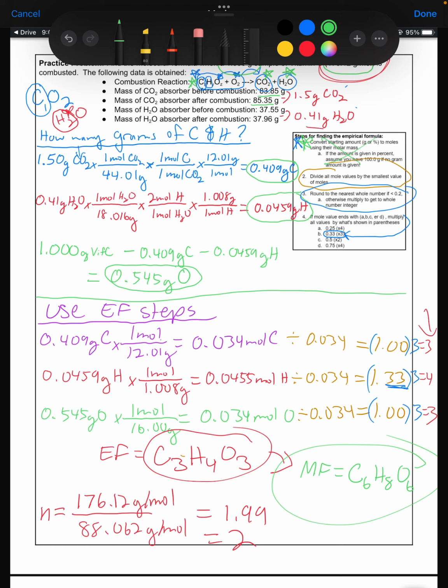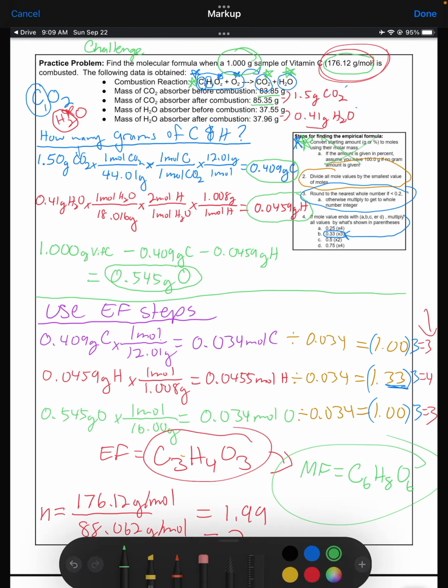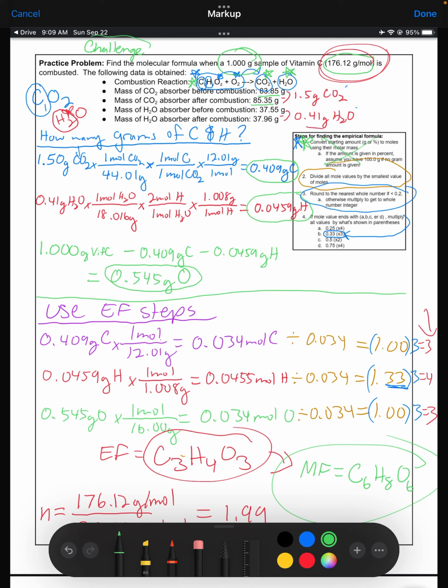Again, this problem is rough. It is difficult. That is why it is the challenge problem. So I don't want you to freak out right now if you're like, I would never have been able to figure that out. I know. That's okay. That's why I'm walking you through it, and we're going to practice with this. So if you have questions about that problem, I'm happy to walk you through it in class when I come back on Tuesday.